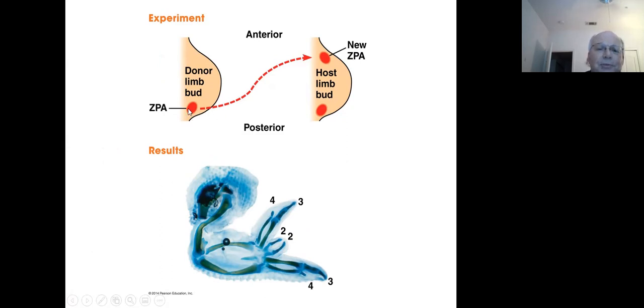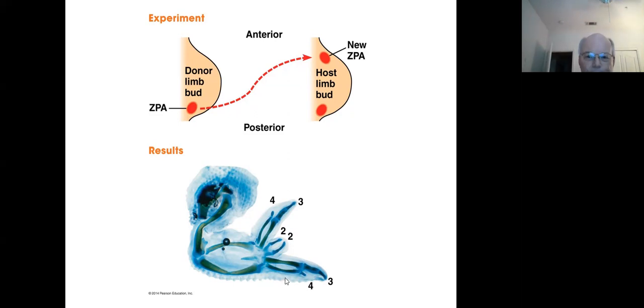So the researchers who did this work transferred the ZPA to the anterior side of an existing limb bud and took a look to see what happened. And this photograph is an X-ray of the resulting chicken limb. And just so that you can orientate yourself to this, what you've got is a chicken limb that is like this. So it's arranged like this.